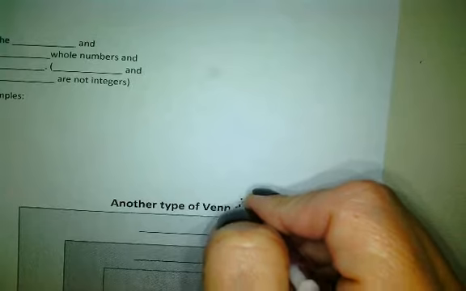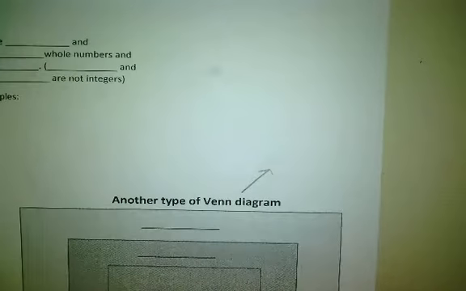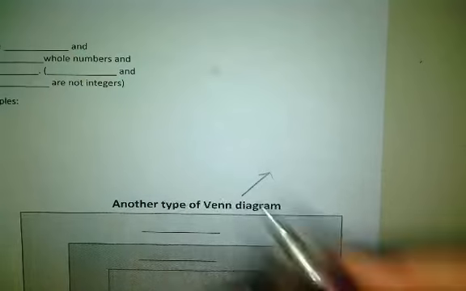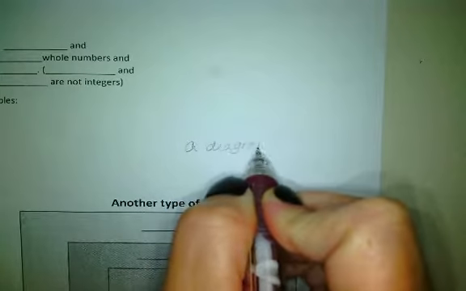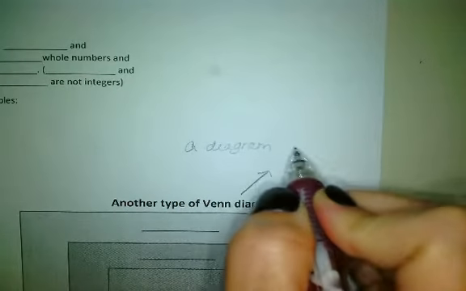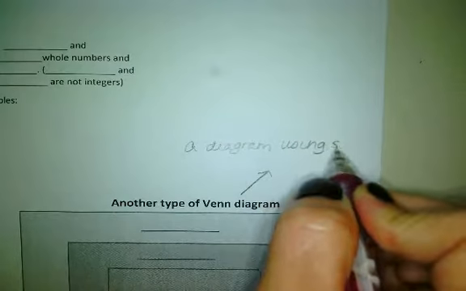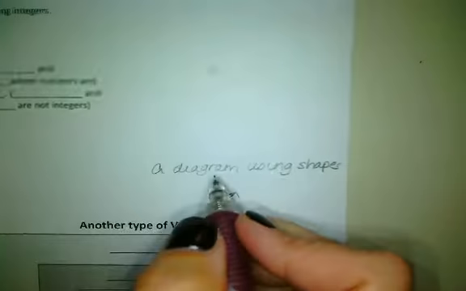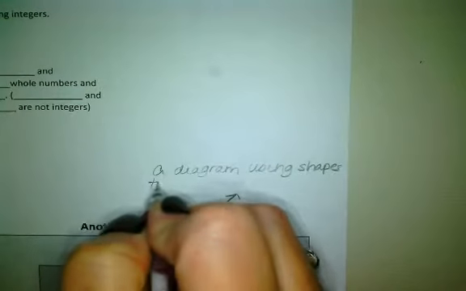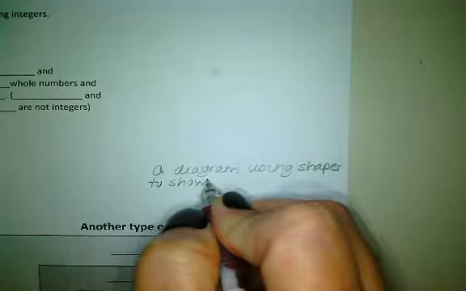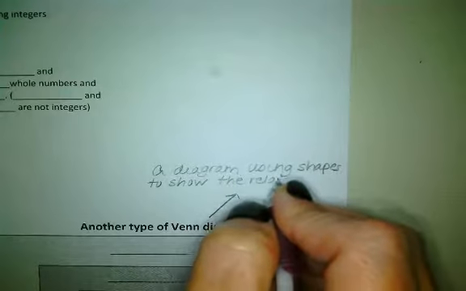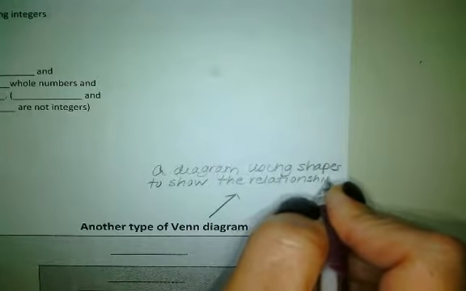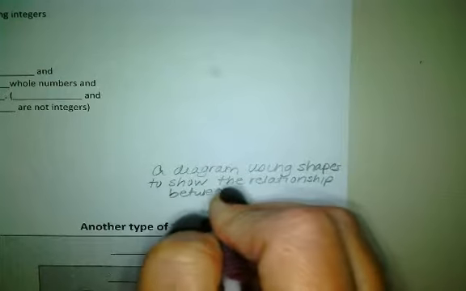So right here, I did not actually put this down for you. So I want you to write down what a Venn diagram is. A Venn diagram is a diagram, okay, using shapes. So, for example, like this square and then the circle one over here. Using shapes to show the relationship between a set.